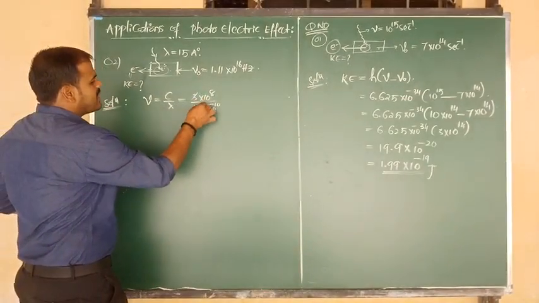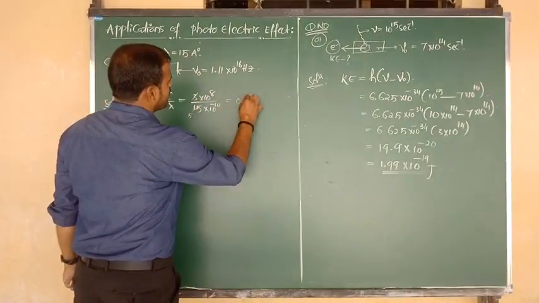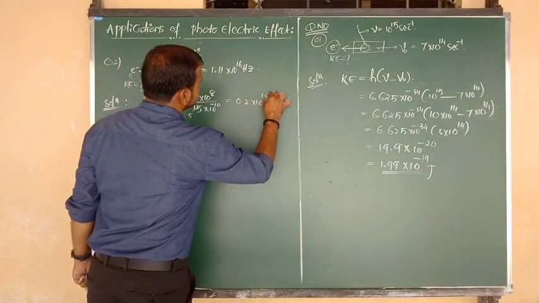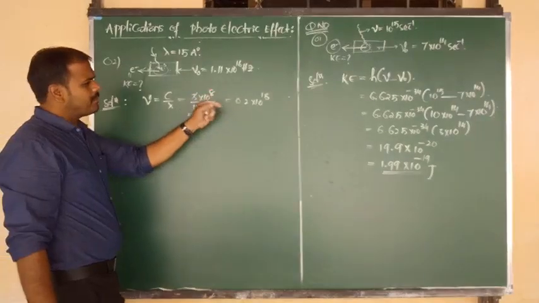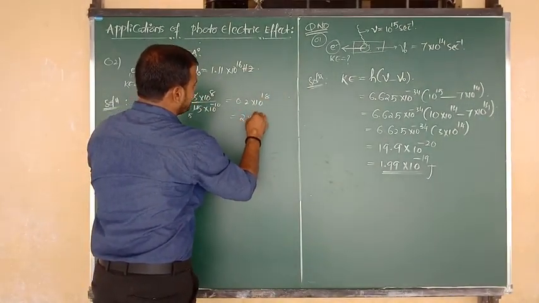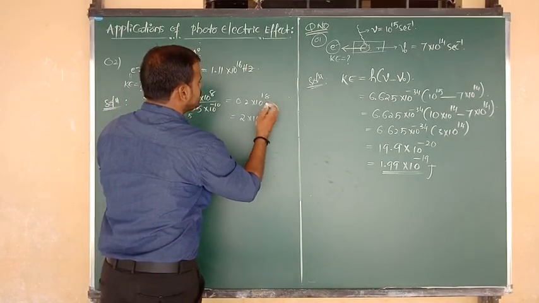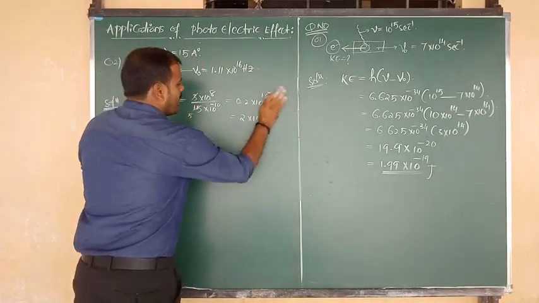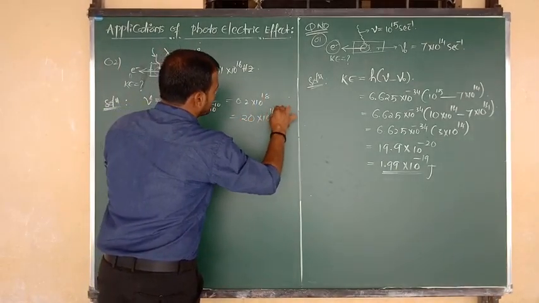And here 3 ones are and here 3 fives are. 1 by 5 means what? 0.2 into 10 to the power of 18. The minus 10 is like plus 10 plus 10.8, that is nothing but plus 18. When we simplify this data, 2 into 10 to the power of what? Okay, 2 into 10 to the power of 17, and we can consider this as nothing but 20 into 10 to the power of 16.